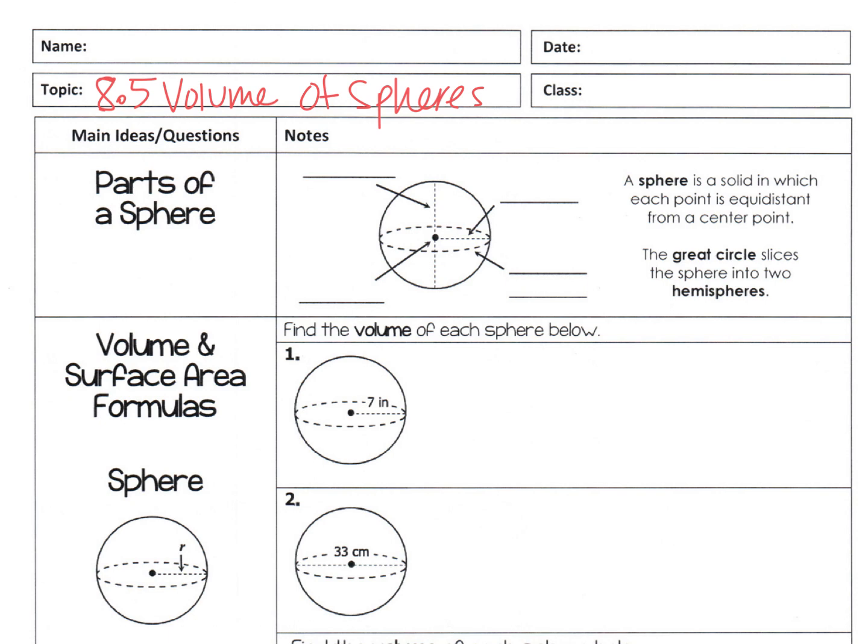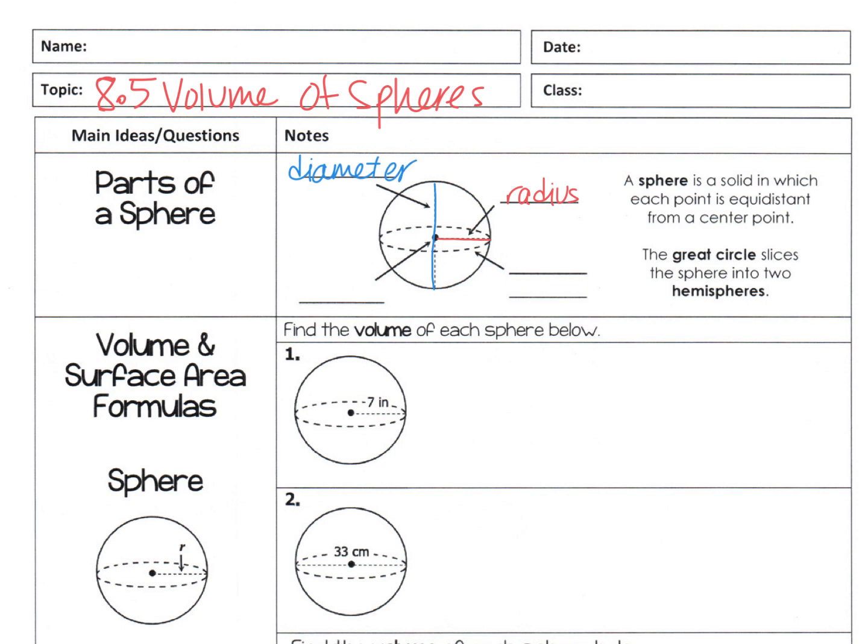You've got first the piece that goes halfway from the center to the outside of the sphere is called a, hopefully you know, radius. What's it called if it goes all the way across? Diameter.